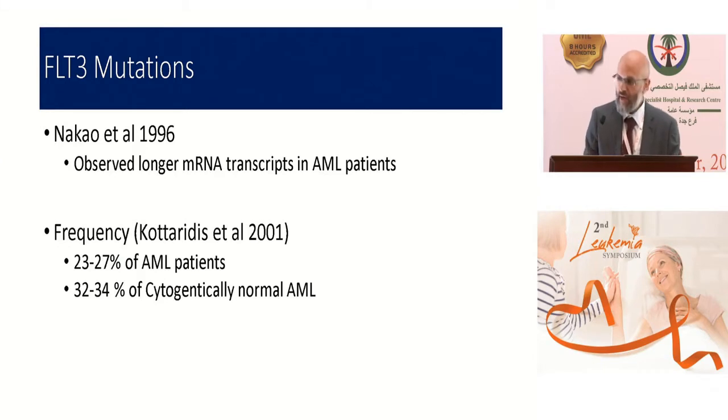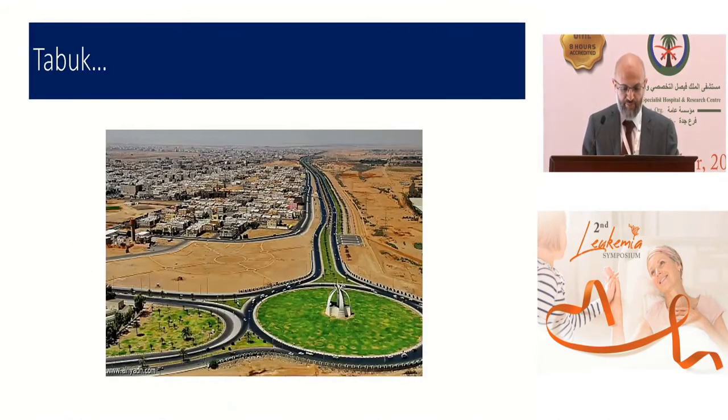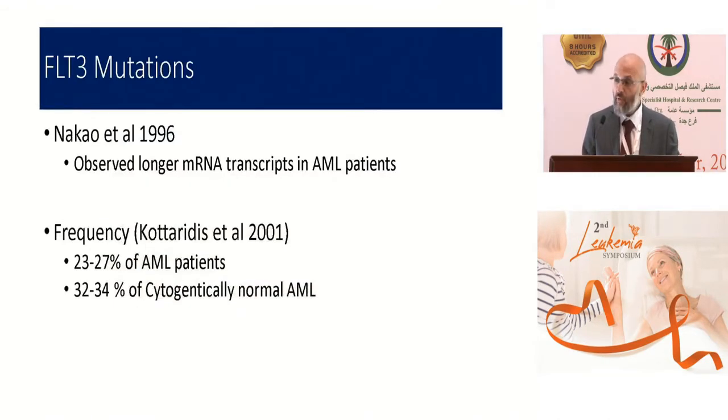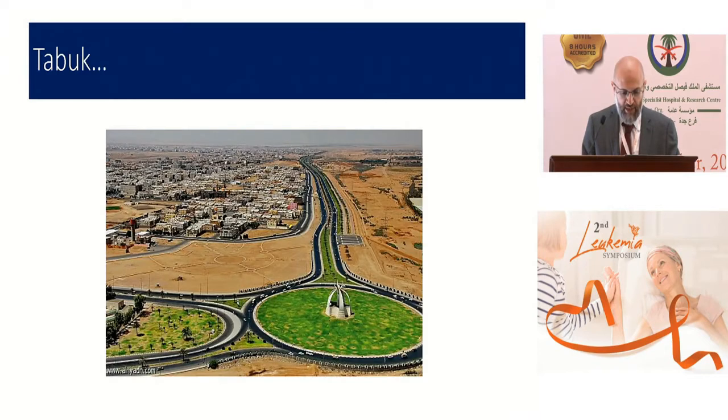So just going into FLT3 mutations, it seems first to be described by a Japanese group in 1996. Then in the UK, Panos Kottaridis, looking at the UK MRC data, published the outcomes of patients according to FLT3 positivity or negativity.